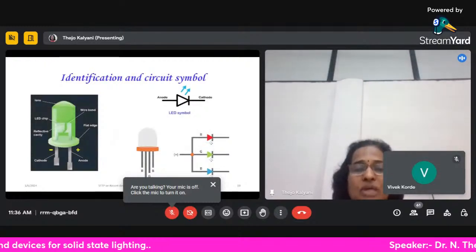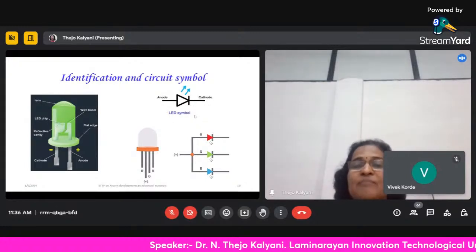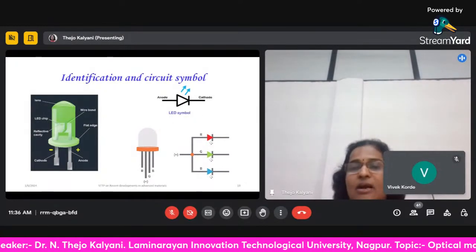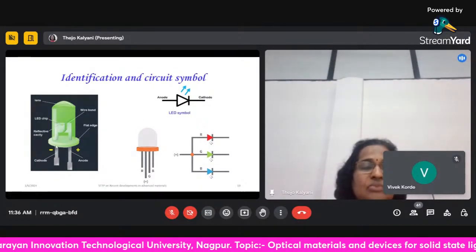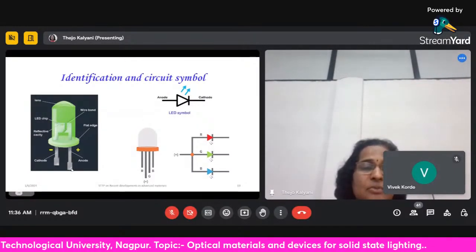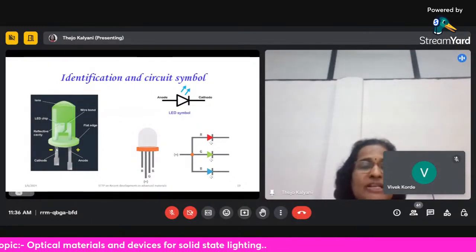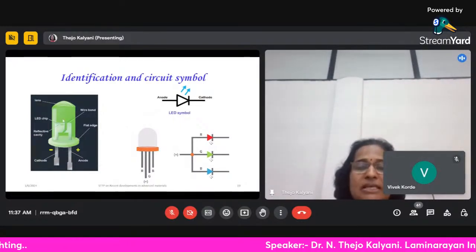If you talk about how to identify the LED device and make the connections, this is the circuit symbol. The arrows here indicate that the light is emitted out of this device. These are the two terminals, and this is known as the cathode and this is the anode. If you can see, the terminals have different lengths. The shortest one is called the cathode and the longest leg is known as the anode. This is going to emit only a single color.